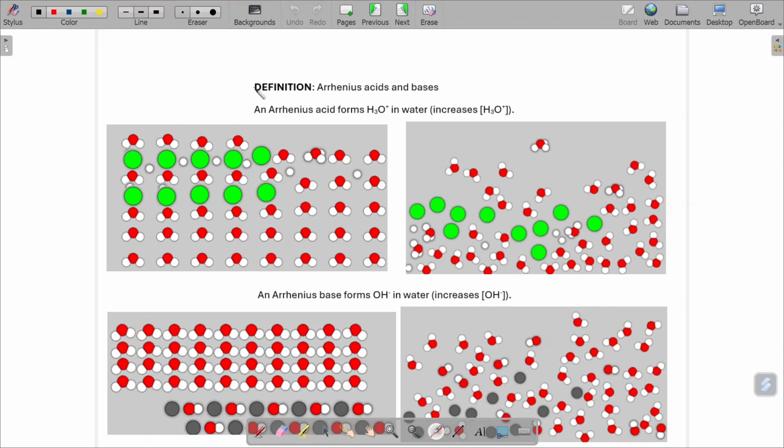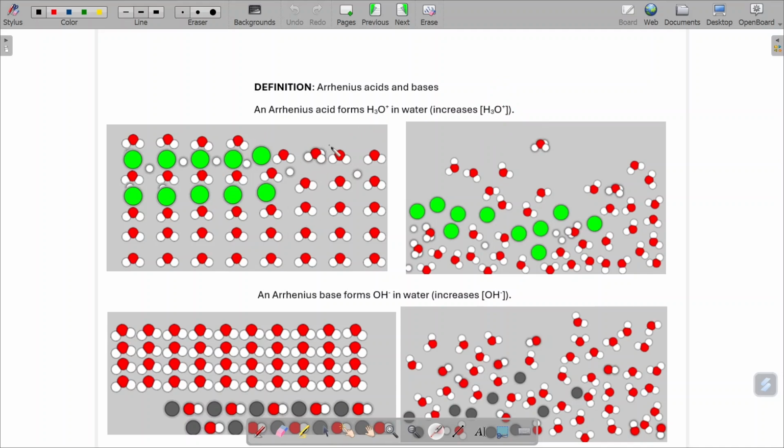The first is the Arrhenius definition for acids and bases. Arrhenius was a chemist in the 19th century, and he said that acids form this ion, H3O+, or hydronium, when they are dissolved in water. And what they do is they increase the concentration of the hydronium ions.